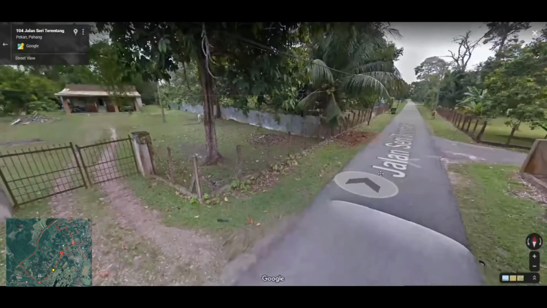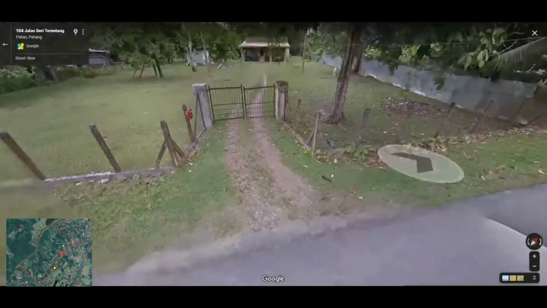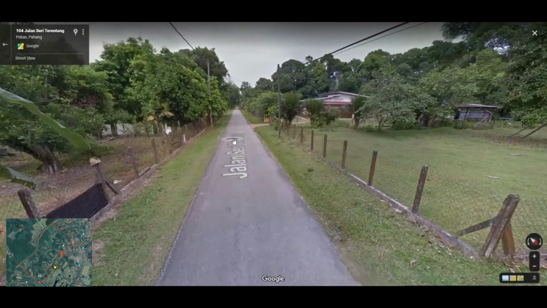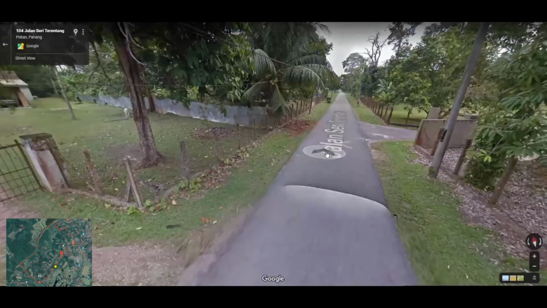So ladies and gentlemen, right now we are entering the residential area of our site. On your left and right you will see housing with such a huge compound with a huge amount of vegetation in their yards.